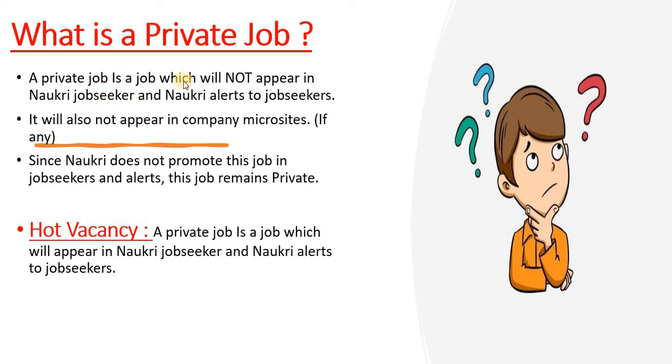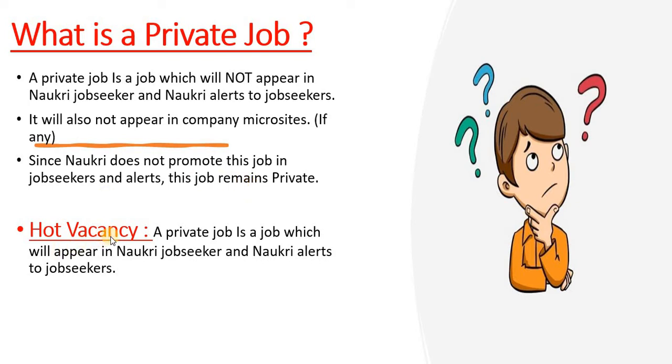So the first point is clear. The second point is it will not appear in the company microsite as well. So in the second point it is said that this job will not appear in any company microsite. And in the third point, since Naukri does not promote this job to the job seeker and alert, that's why this job remains private. Basically the Naukri portal doesn't promote this job in front of the job seekers. That's why it is called a private job.